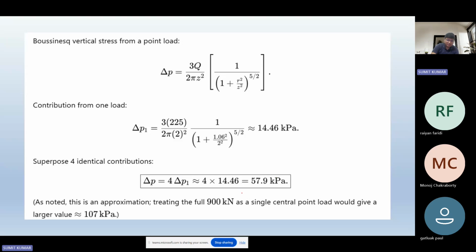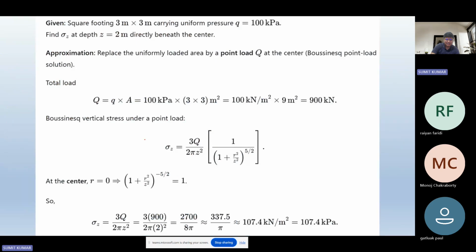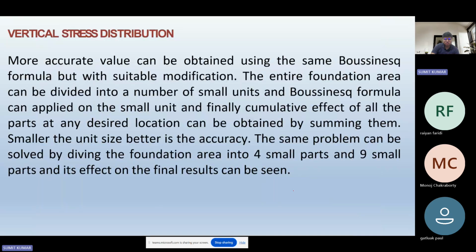And if you remember, when we calculated from the 900 kilonewton load, we got the answer of 107, and over here when we convert it to the 4 equal cross sections, the value comes out to be 57.9 kPa. So it is a huge difference between those two values. If you cannot recall, I will show you in that slide. Over here you see it is 57.9 for the same problem, but when we calculated 3 into 900 by 2 pi into z square, the value comes to be 107. So this is the big difference between those two values.